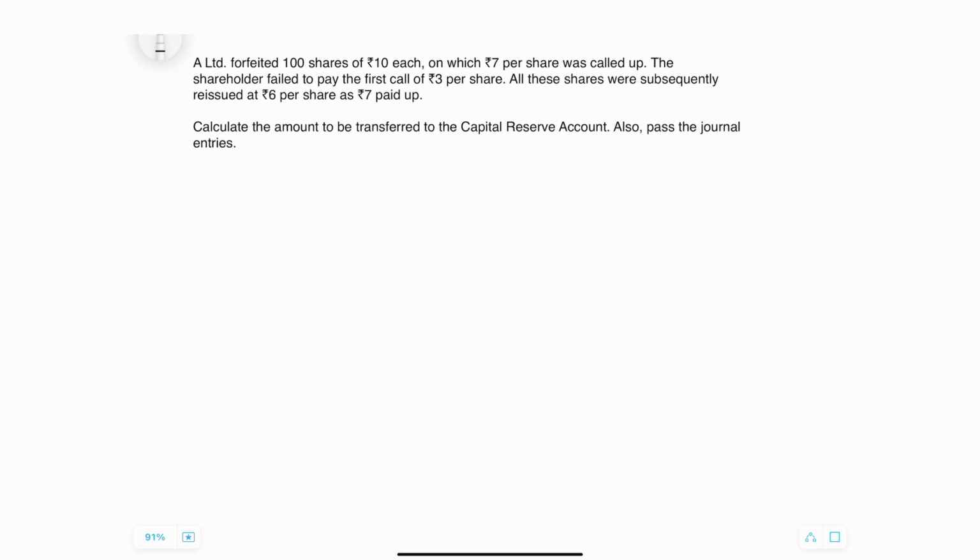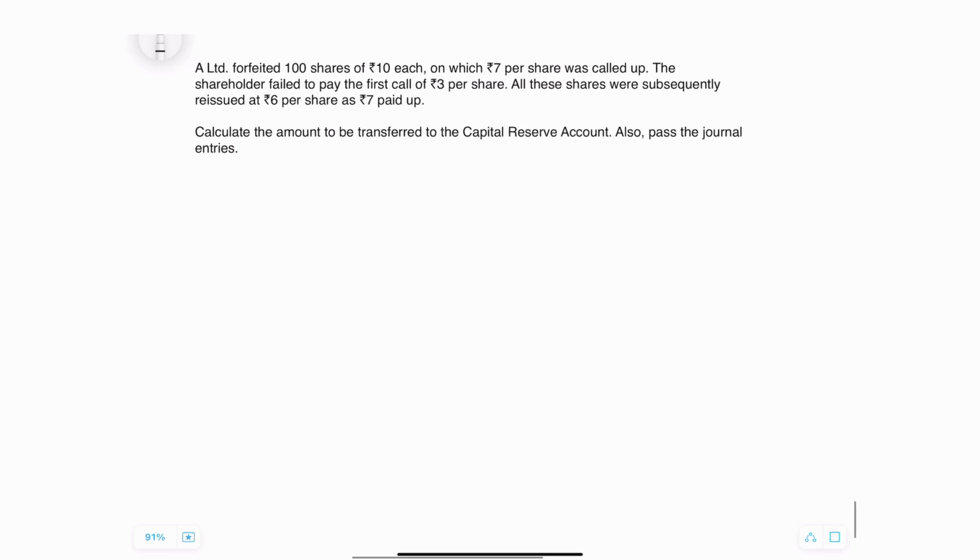Okay, so today we have this question. A Limited forfeited 100 shares of rupees 10 each, on which 7 per share was called up. So first of all, we have to understand the share was not even fully called up. The shareholder failed to pay the first call of rupees 3 per share. All these shares were subsequently reissued at rupees 6 per share as rupees 7 paid up. Calculate the amount to be transferred to the capital reserve account. Also pass the journal entries.